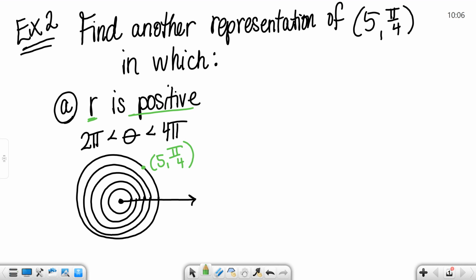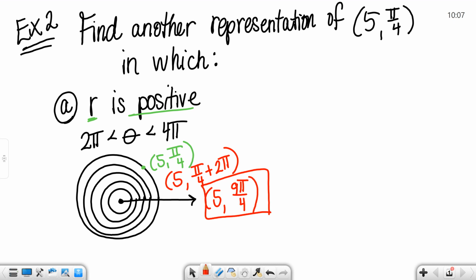I want my r to remain positive, but this time my theta has to be bigger than 2 pi, but smaller than 4 pi. Really, all that means is go around the circle a whole time and get back there, and what will it be? So this is the one where we add 2 pi. So 5 doesn't change, but I want to add 2 pi. Just go around the circle once. And so my ordered pair is going to be (5, 9 pi over 4). All right, so another way to name that point is (5, 9 pi over 4).